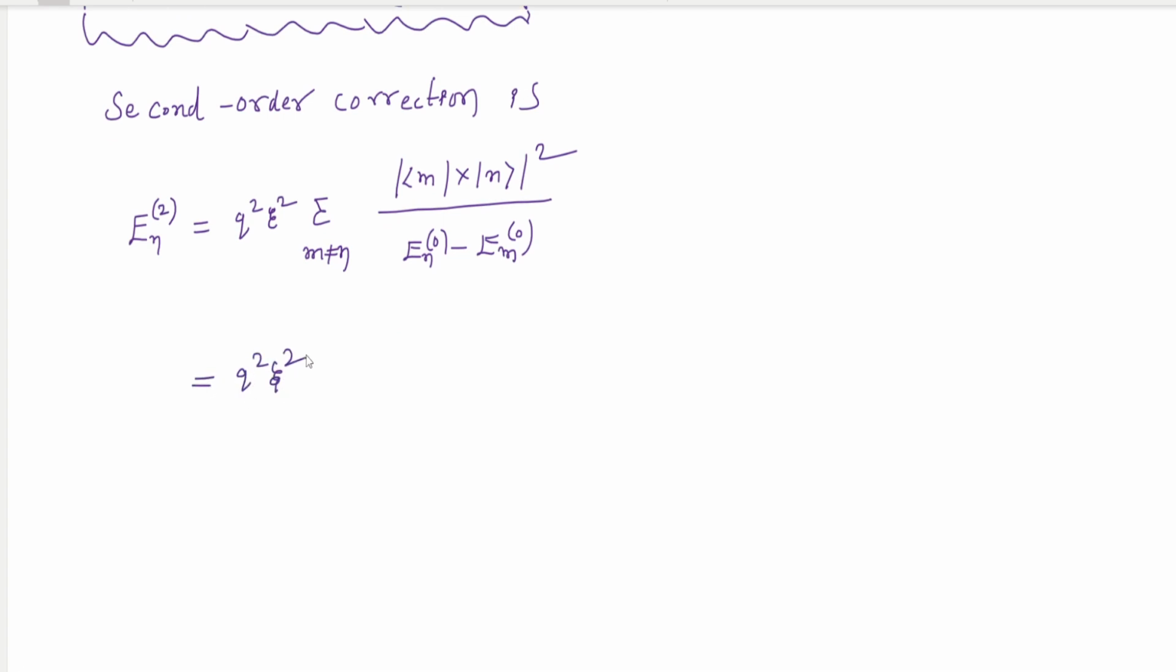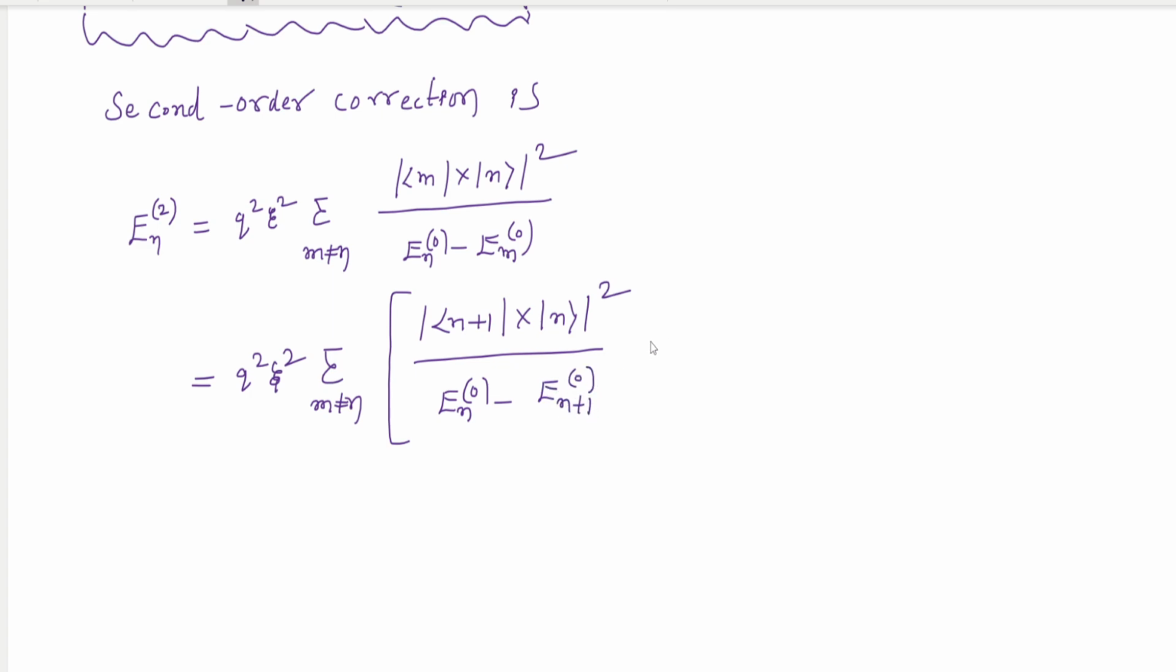Q square E square. Now you can understand why I am going to split this equation like this. One is the n plus 1 state x n, modulus square divided by En power 0 minus En plus 1 power 0, plus n minus 1 x n, modulus square divided by En power 0 minus En minus 1 power 0.